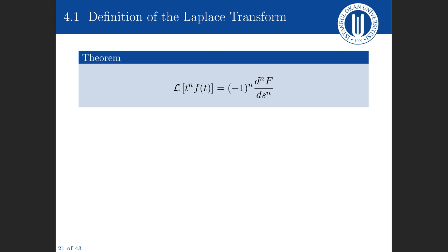There's a theorem which says the Laplace transform of t to the power n multiplied by f of t is equal to minus 1 to the power n multiplied by the nth derivative of capital F. This is an important formula, so I want to prove this. And first, I'm going to prove it if n is equal to 1. It's just minus dF/ds is equal to the Laplace transform of t multiplied by f of t.